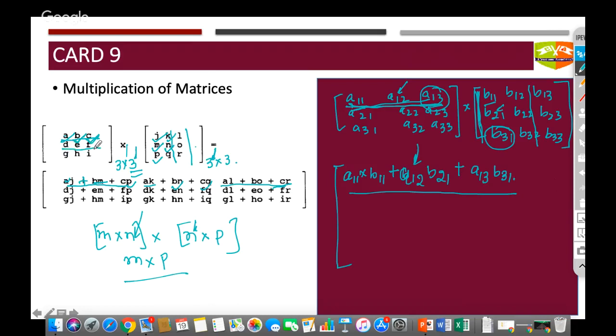Now I'll go to the second row here. I'll take the second row again. I'll multiply first with first column, second with second column, and third element with third column. Now I'm done with all the columns here. I take the first element here, first element here, second element here, second element here, third element here, third element here. So it's actually a row into column kind of multiplication in this case.